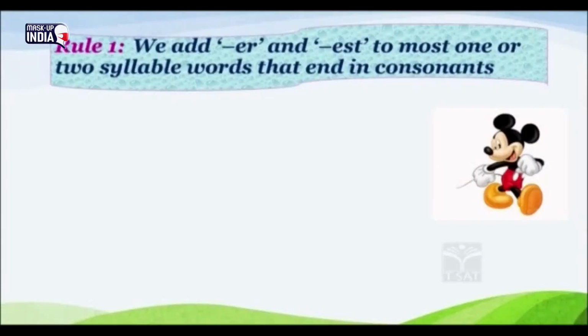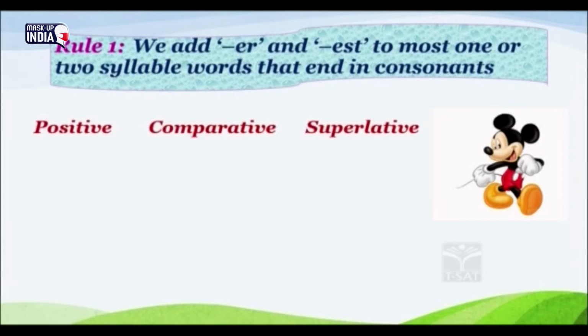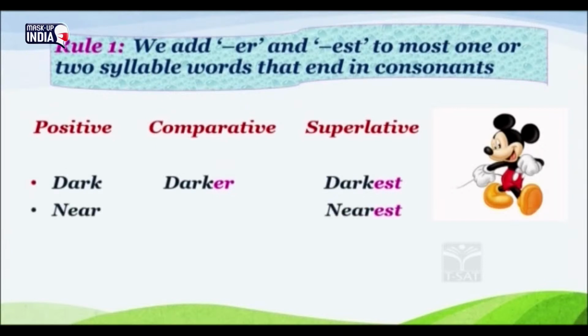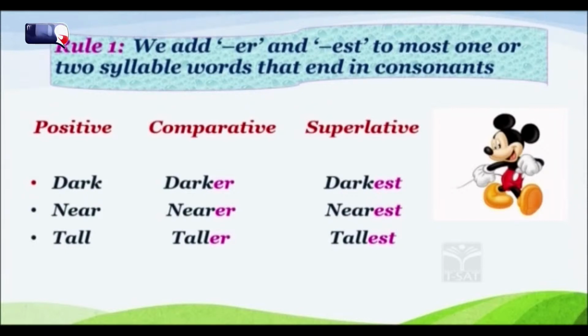Here we are with rule number 1. Normally, we add ER and EST to most one or two syllable words that end in consonants. Like, if the word in the positive degree is dark, when it comes to comparative degree, it becomes darker, and when it comes to the superlative degree, it becomes darkest.